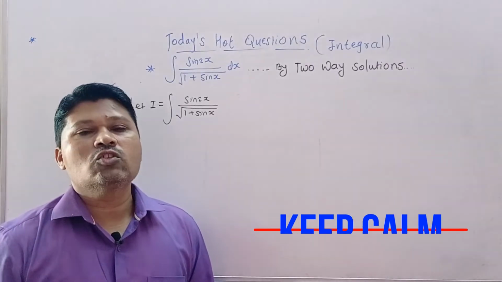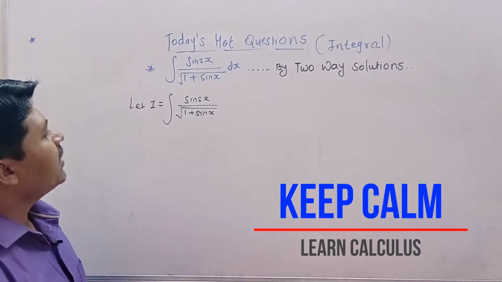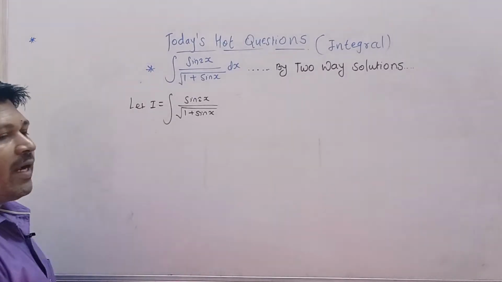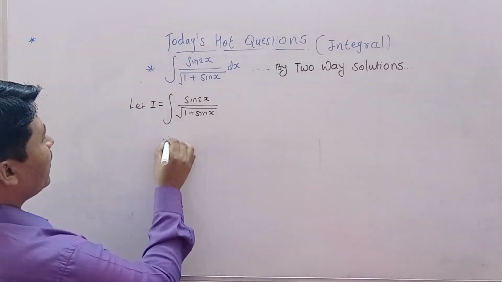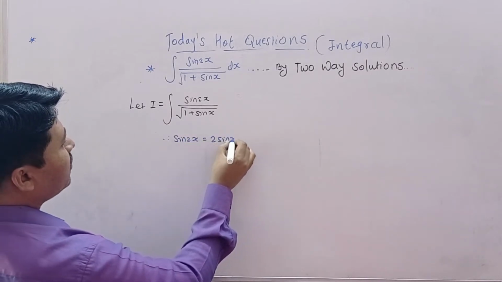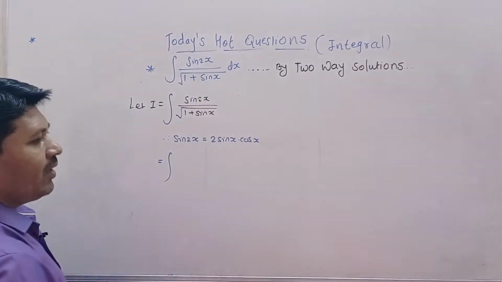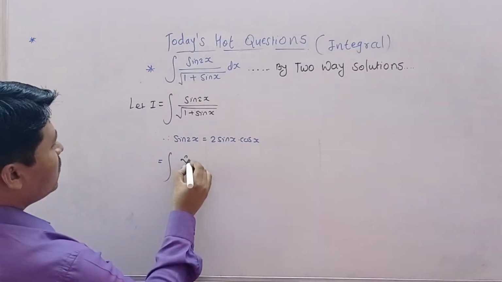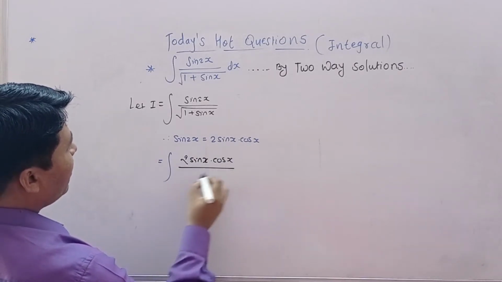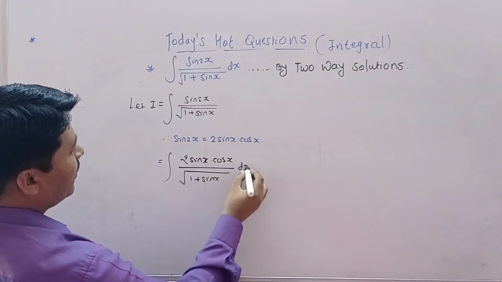Now we can find the solution by using method 1. Let I be equal to the given integration sin 2x divided by under root 1 plus sin x, and we know that the formula of sin 2x is equal to 2 sin x into cos x, and this integration becomes 2 sin x cos x divided by under root 1 plus sin x dx.